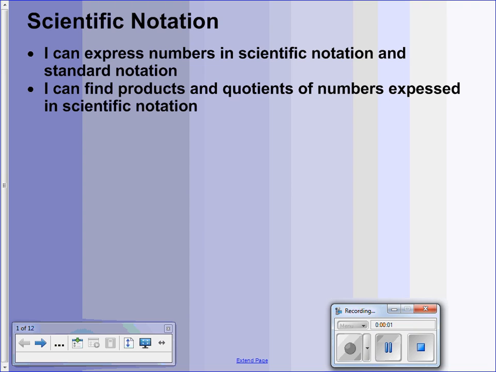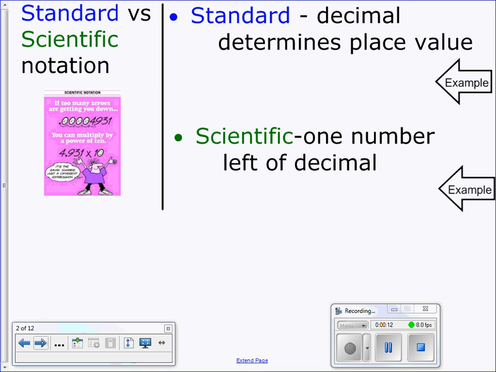In this lesson, we'll be discussing scientific notation. By the end of the lesson, you should be able to express numbers in scientific and standard notation and find quotients and products of numbers expressed in scientific notation.